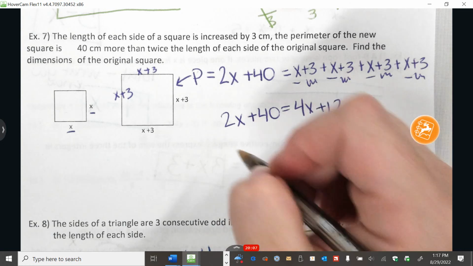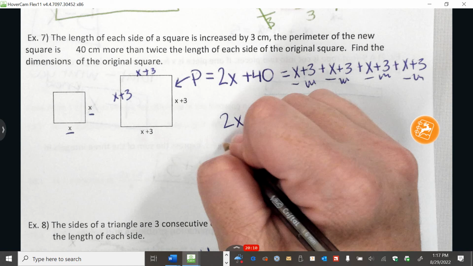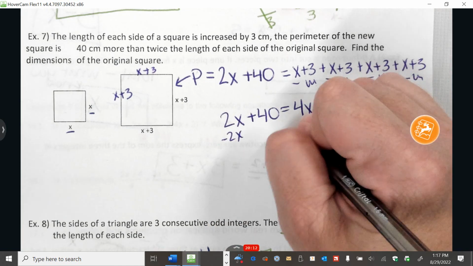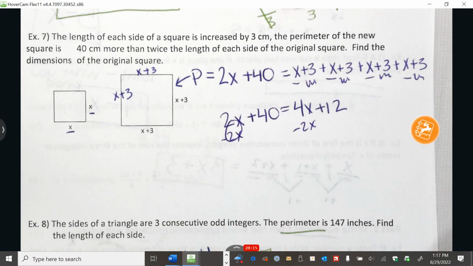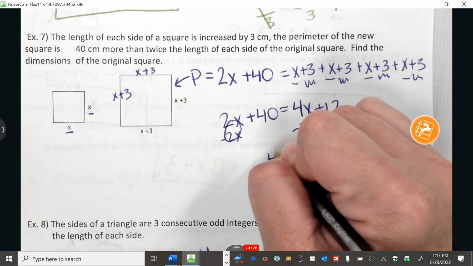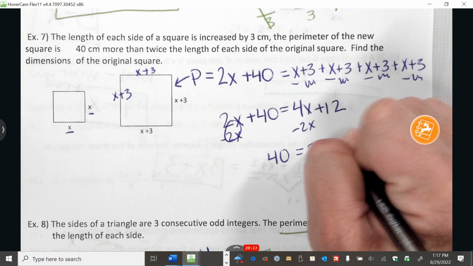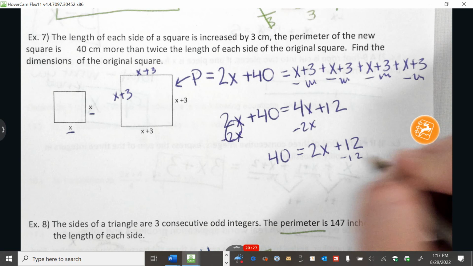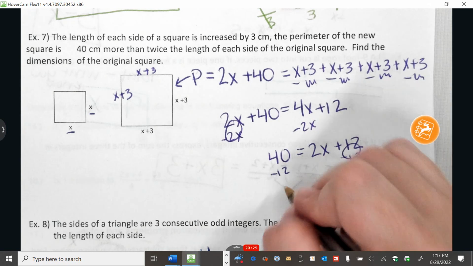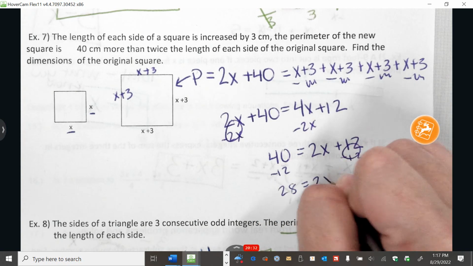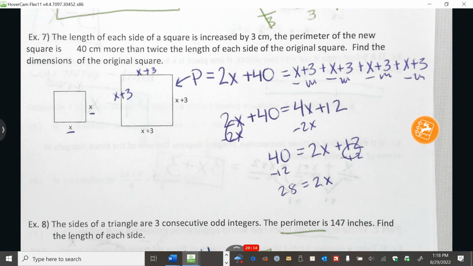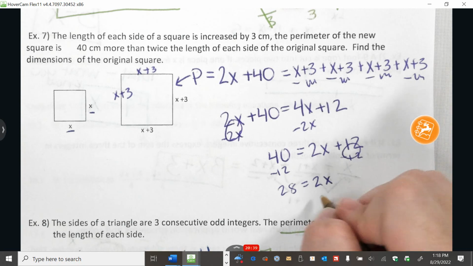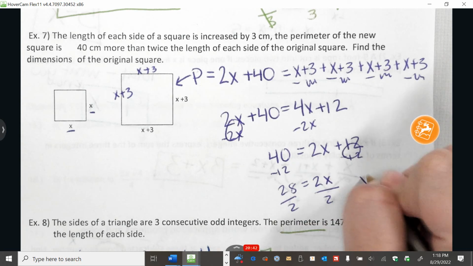Divide by 2. Not divide. Subtract by 2. Subtract the 2x or the 4x. If you did 4x first, that's totally fine. You'll get the same answer. You'll just divide by negatives in a second while I divide by positives. So I get 40 equals 2x plus 12. And subtract 12. I'm going to subtract 12 from both sides. Last step, divide by 2. And what does x equal?